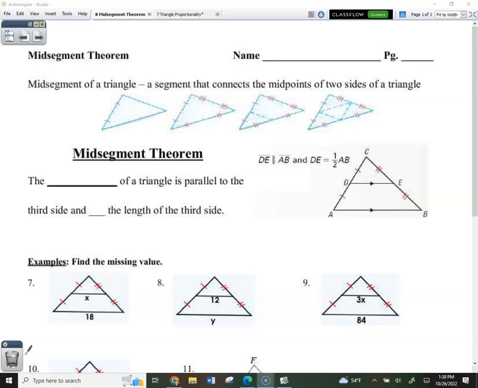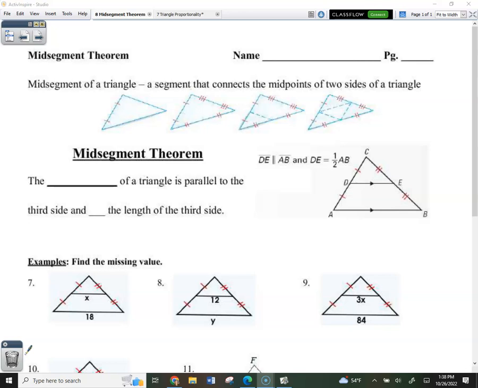Mid-segment. Mathematicians used creativity to name things in a manner to help you remember what it is. It is a segment connecting the middle of something. Mid-segment. You with me? If something's in the middle, it's cut into two equal parts, right?